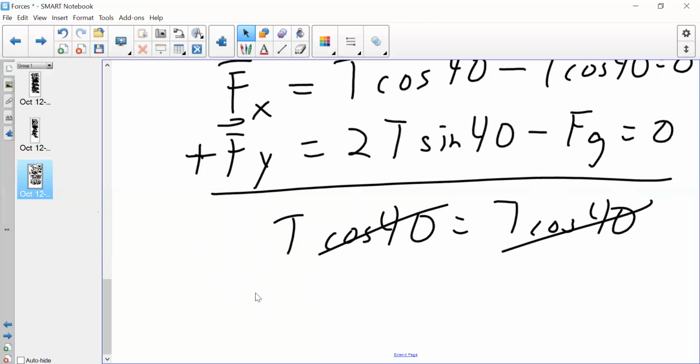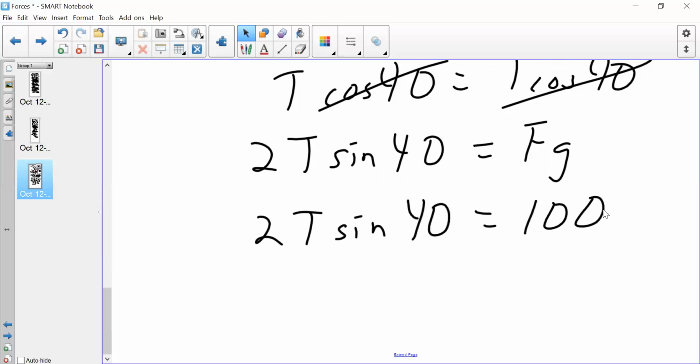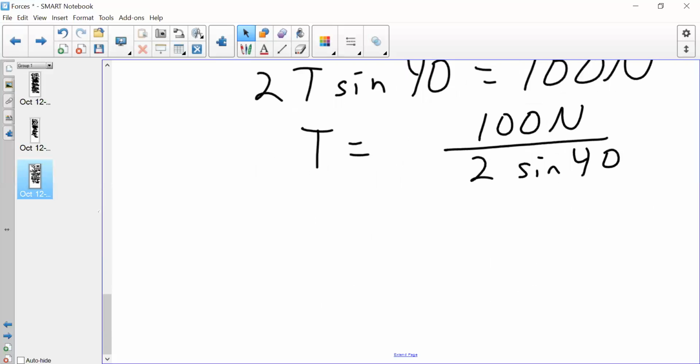So let's deal with that. 2T sine 40 is equal to the weight, is equal to Fg. Well, what did we say that the weight was? It's 100 newtons. So it's going to be 2T sine 40 equals 100 newtons, and we can solve for T easily. That'll be T equals 100 newtons divided by 2 sine of 40. And we have our answer.